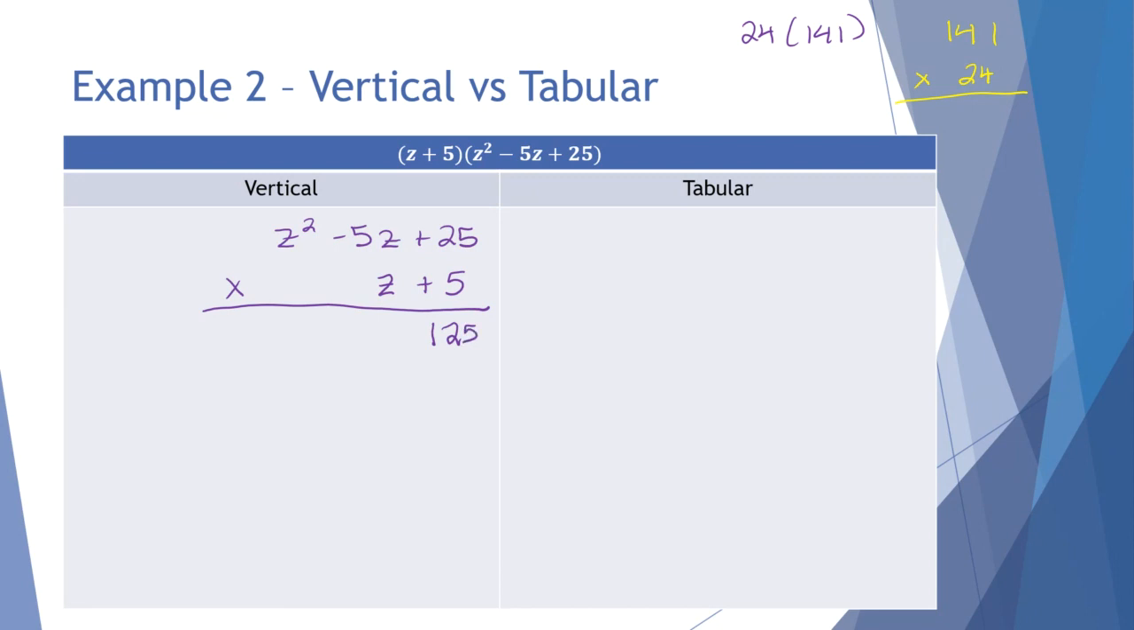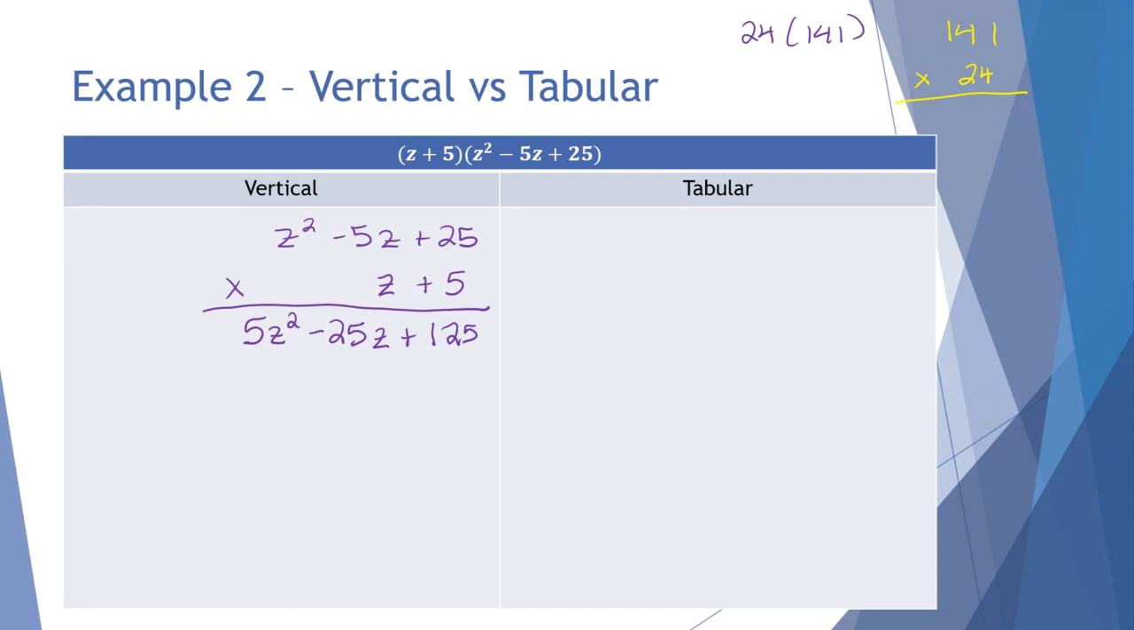Then 5 times negative 5z is negative 25z, so I need to write that. And now, because I got a plus 125, I need a plus sign in there. Then 5 times z squared is 5z squared. What's difficult about this is that you're working from right to left, and so it's kind of hard to make sure you've given yourself enough room.